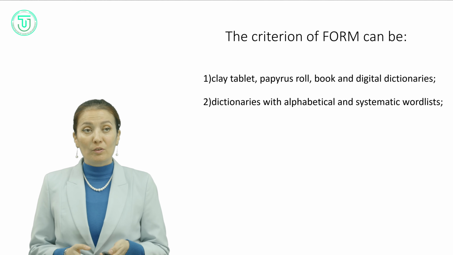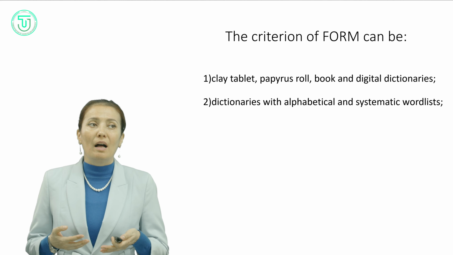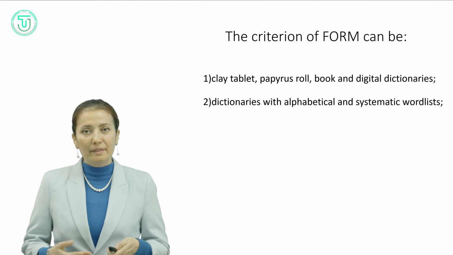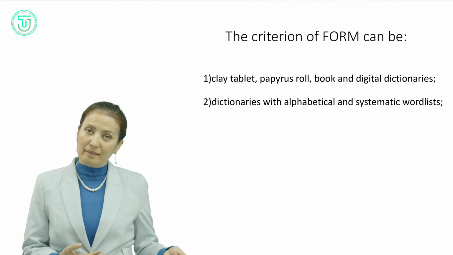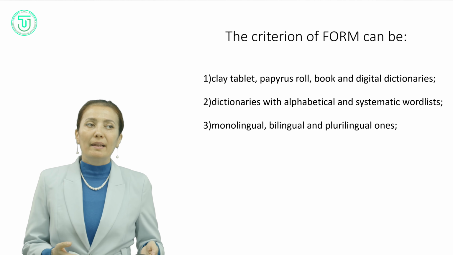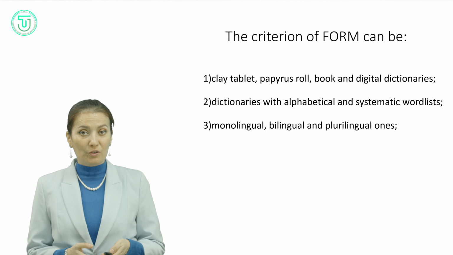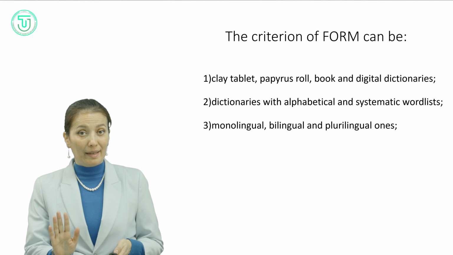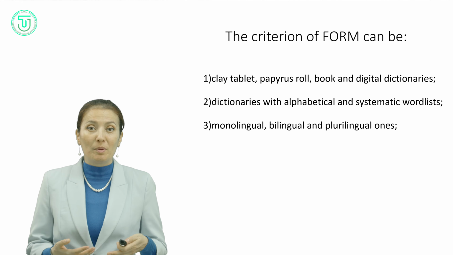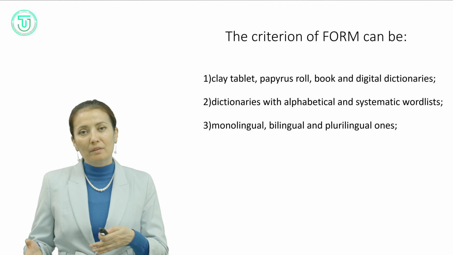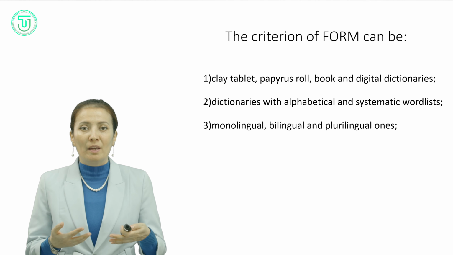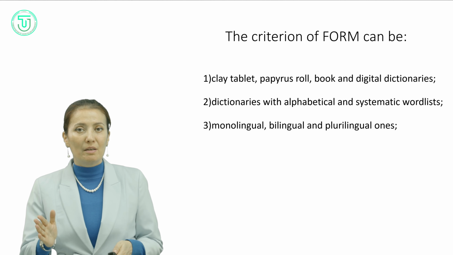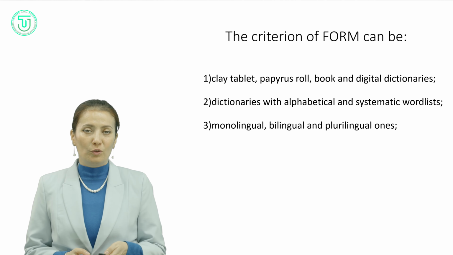The second criterion of form: dictionaries can be in alphabetical order or a systematic word list, which will be explained in the next lectures. Monolingual, bilingual, and plurilingual dictionaries are also very important. For example, the Webster dictionary is considered monolingual. English-Russian, Russian-Uzbek, or English-Uzbek dictionaries are considered bilingual. Uzbek-Russian-English dictionaries refer to plurilingual dictionaries.